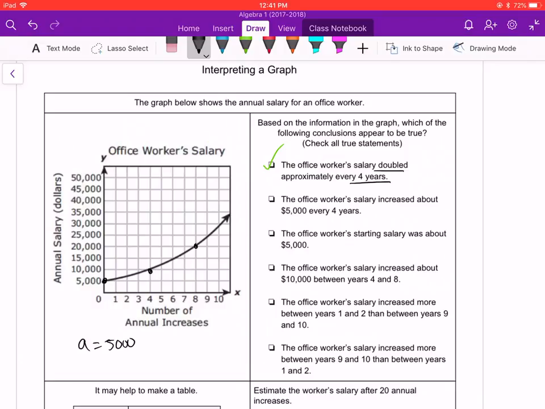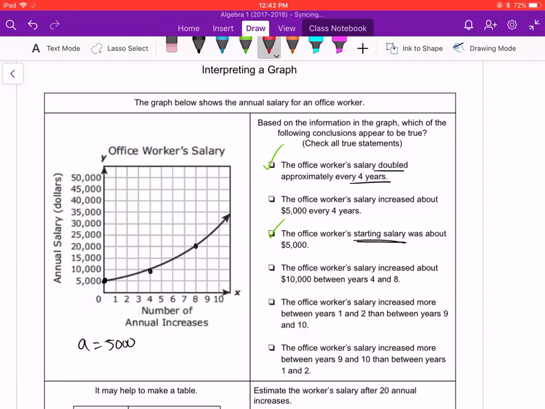Let's read the next one. The office worker's starting salary, that sounds right. Starting salary was 5,000. Yeah, your initial value was 5,000. That's right. Okay. The office worker's salary increased about 10,000 between the years 4 and 8. So now we're being specific.